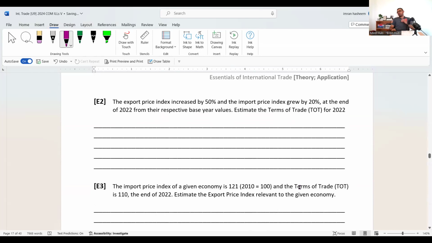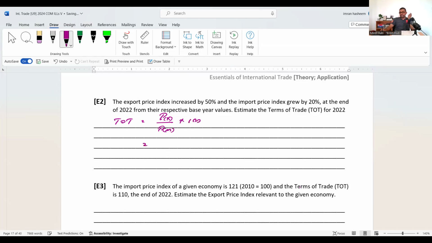E2. The export price index increased by 50% and the import price index grew by 20% at the end of 2022 from their respective base year value. Base year value is 100. From 100, export prices have increased by 50%, and import prices have grown by 20%. You are asked to estimate the terms of trade for this year. So again, write the formula: terms of trade equals export price index divided by import price index into 100.